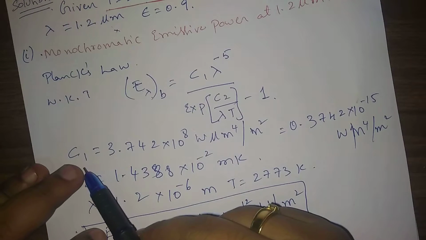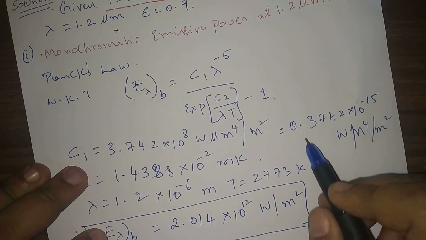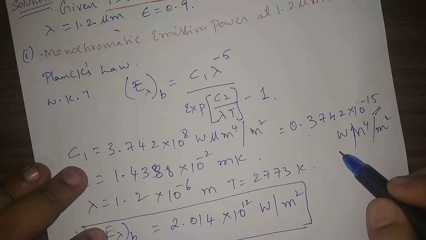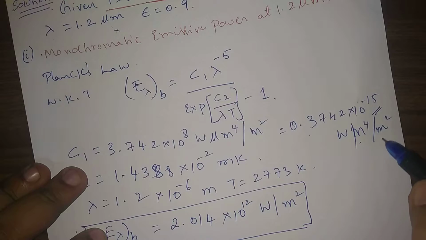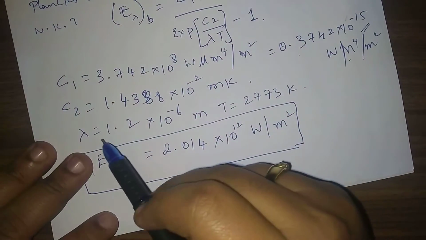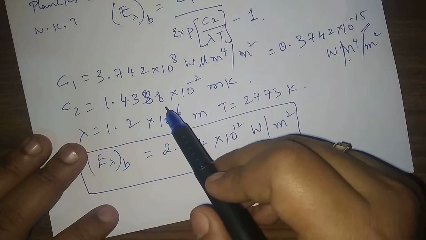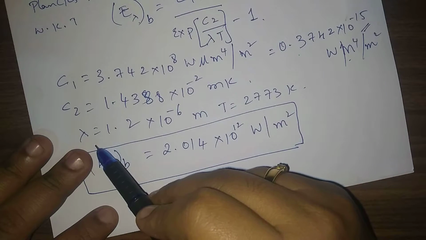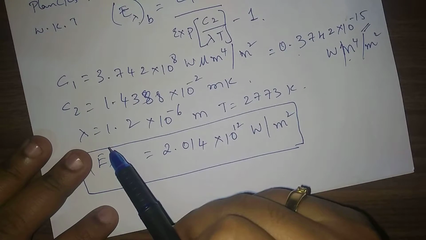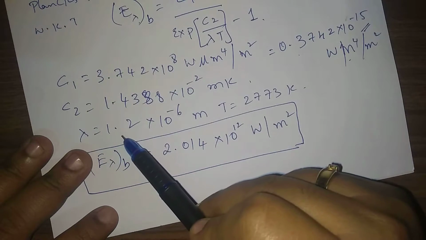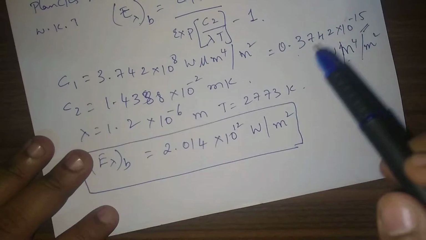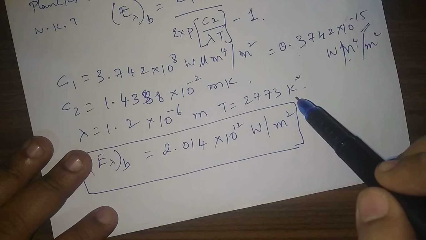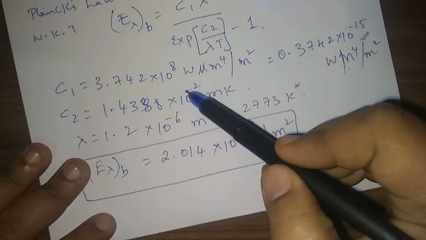So what is C1 and C2? The C1 is 0.3742 into 10 to the power of minus 15 watt meter to the power of 4 divided by meter square. C2 is 1.4388 into 10 to the power of minus 2 meter Kelvin. And lambda, for which we need to calculate monochromatic emissive power, is 1.2 micrometer, that is 1.2 into 10 to the power of minus 6 meter, and temperature is 2773 Kelvin.